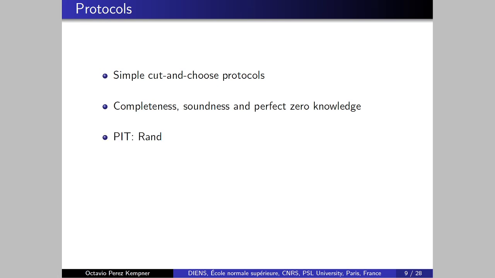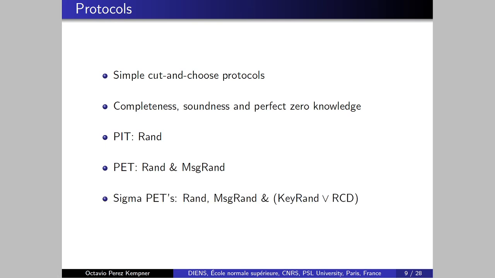For bit proof, we just require the ciphertext randomization property. For plaintext equality, we require the randomization of the ciphertext and the randomization of messages. Finally, we also propose sigma protocols for plaintext equality, but in this case, we require them to be key randomizable or random coin decryptable on top of the two previous ones.